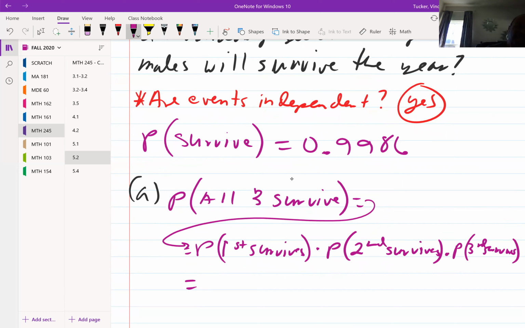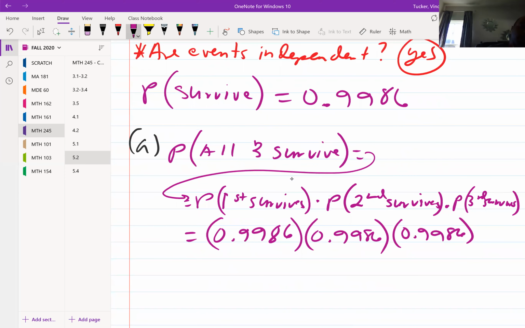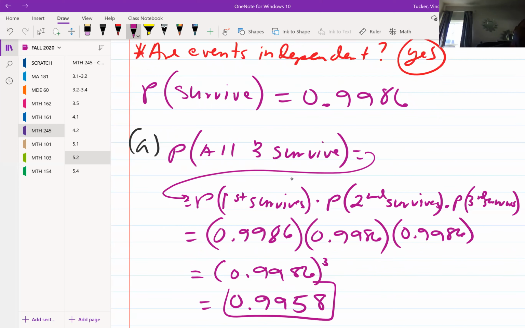So that means we'll do 0.9986 times 0.9986 times 0.9986, which, if you want to write it exponentially, is 0.9986 cubed. Of course, you don't have to write that. I'm just showing you, just in case you want to throw it in the calculator that way. And so it's 0.9958.